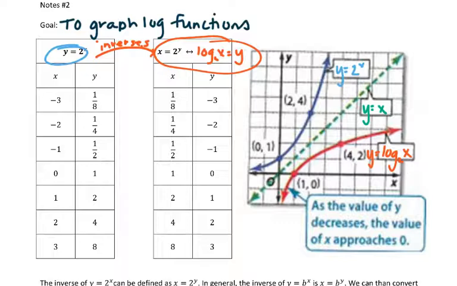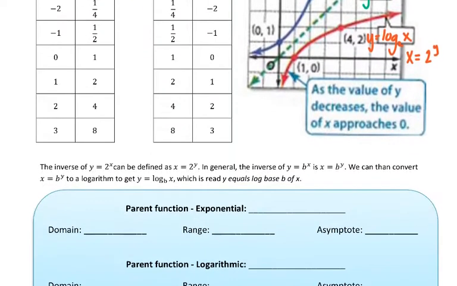Or you could write it as x equals 2 to the power of y. I don't care for right now. But I wanted to show you how you get to a log function on a graph. It's just the inverse of an exponential equation, and I'm sure you're fine with that.